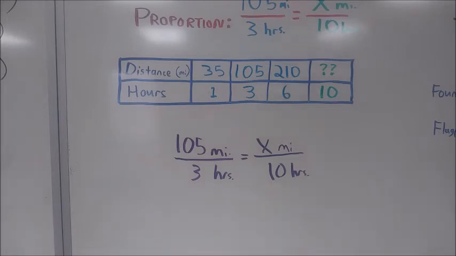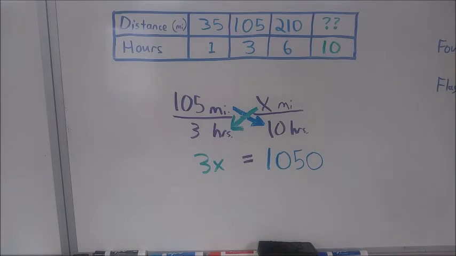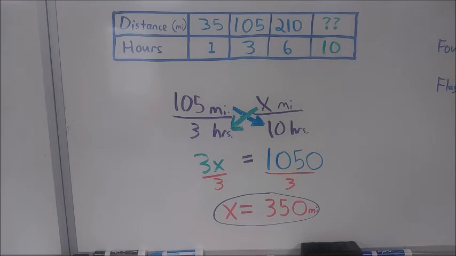hours. Cross multiplication involves multiplying diagonally along the proportion. Some of you may have heard of this technique before, either called a ball and bat method or a butterfly method, but it's all cross multiplication. Multiplying diagonally, x times 3 gives us 3x. 105 times 10 gives us 1050. Solving for x the way we would any other one-step equation, we're able to see that x, the distance you can travel, is 350 miles.